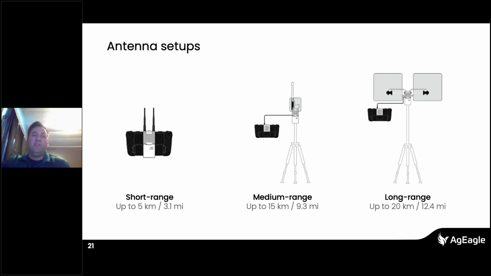So, some of the configurations and antenna setups. Your short range is basically what's included, right? If you get the eBee Vision base platform, you're going to get the short range communication setup. That's going to give you about 5 kilometers or up to 3.1 miles of operational control. If you upgrade or need the medium range, it's going to give you that 15-kilometer operational range, or 9.3 miles. And then the long range extended antenna is going to give you up to 20 kilometers or about 12.5 miles from your operational area.